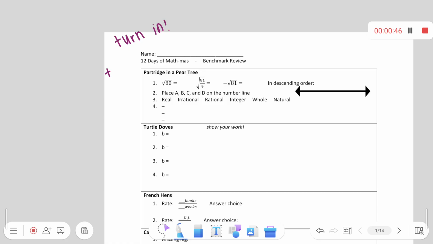On the day of test, remember, if it's completed, you get 5 points on your test. If it's signed, you get 5 points on your test. So that means altogether you could earn up to 10 extra points on your benchmark test. In addition, because it's so close to Christmas and this is the 12 days of Mathmas, a turned in and completed review will also get you some hot chocolate to enjoy while you take your test. That being said, let's go ahead and get started.